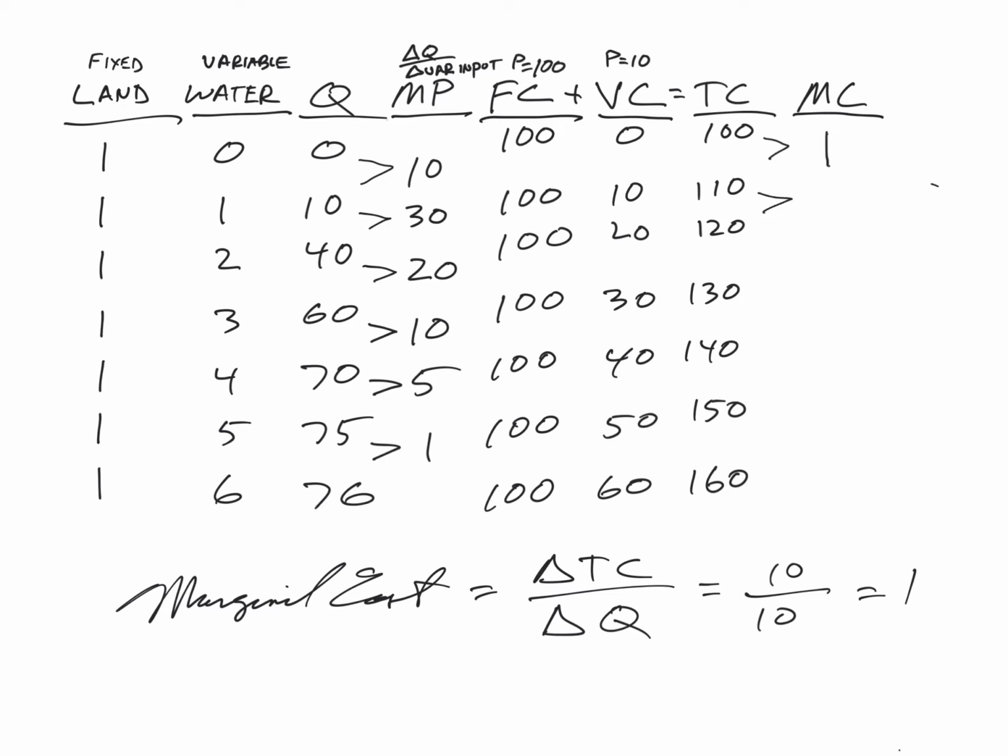Okay, so the next one, we've got quantity going from 10 to 40. That's a change of 30. And total cost goes from 110 to 120. That's a change of 10. So 10 divided by 30 equals 1/3, or 0.33. We'll put 0.33 up here. And so on. We just keep on going. 10 to 40, then 40 to 60. The change of 40 to 60 is 20.